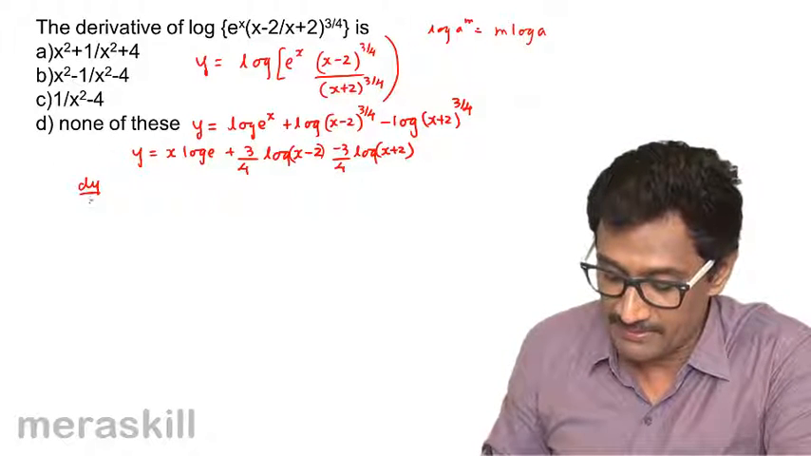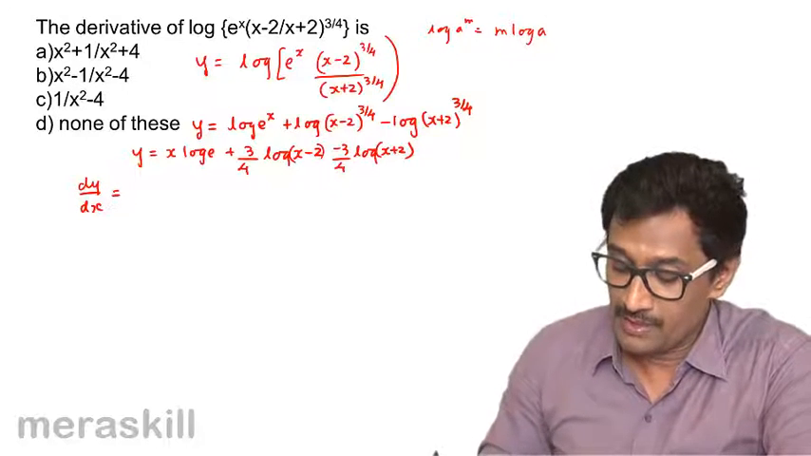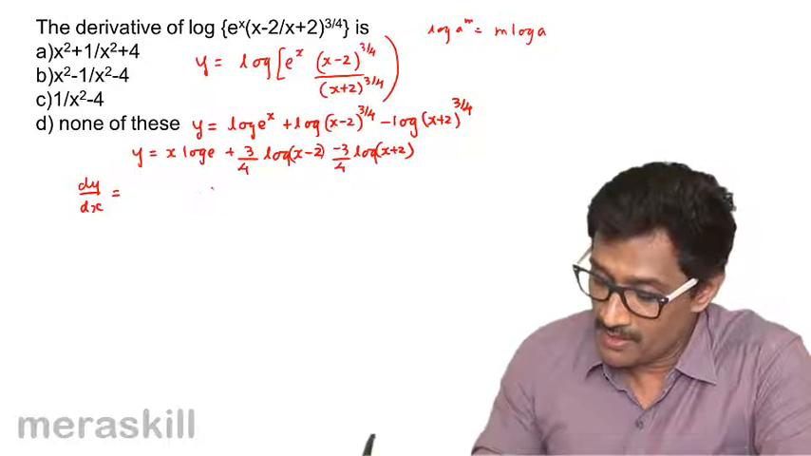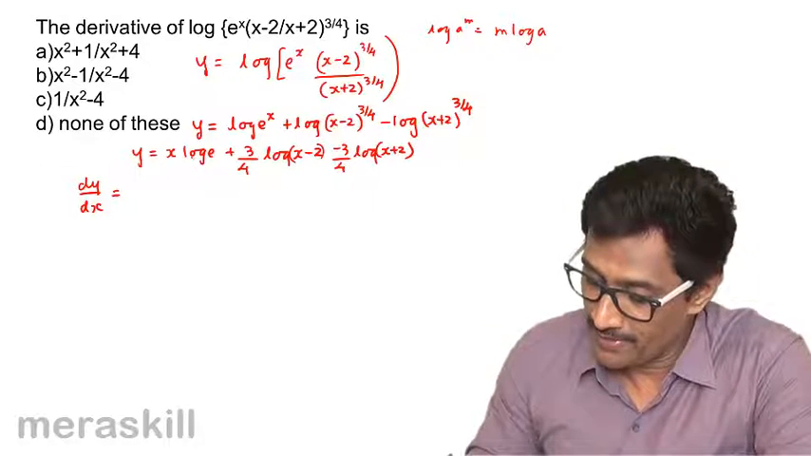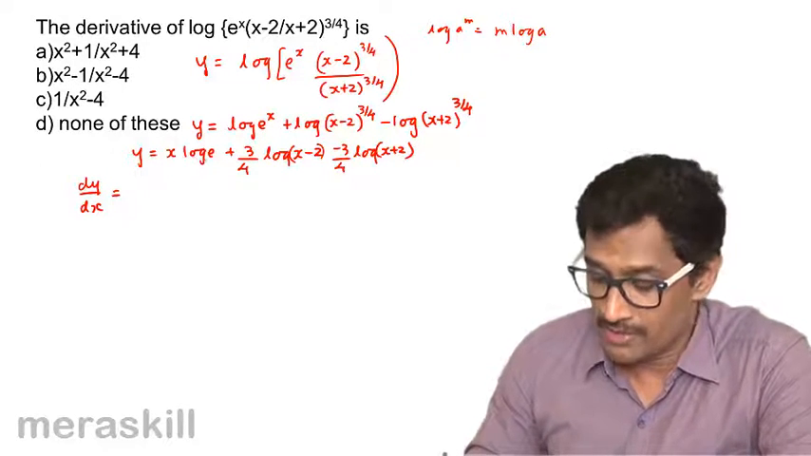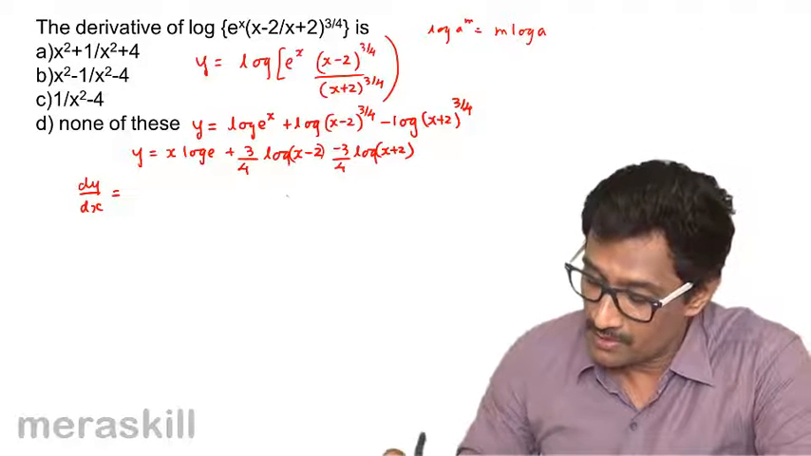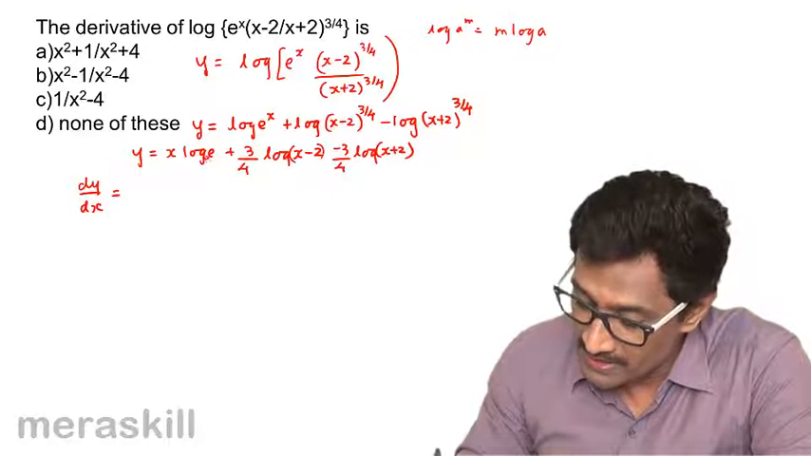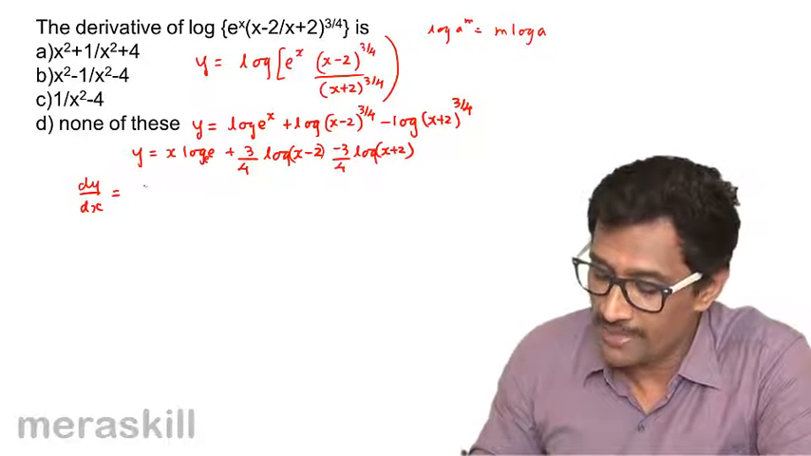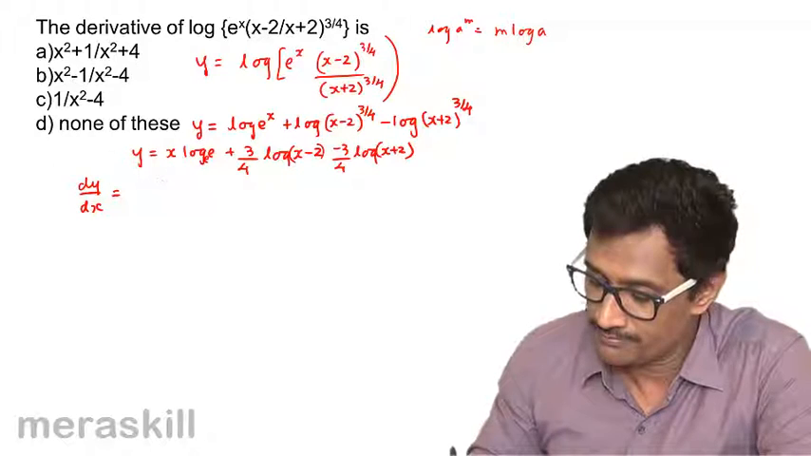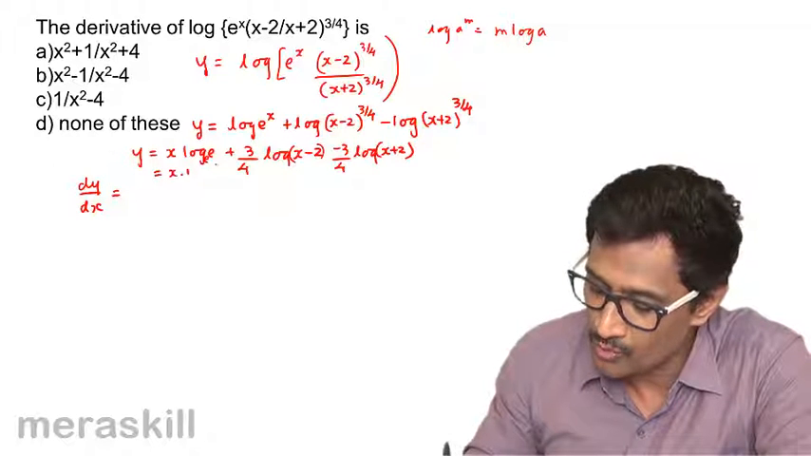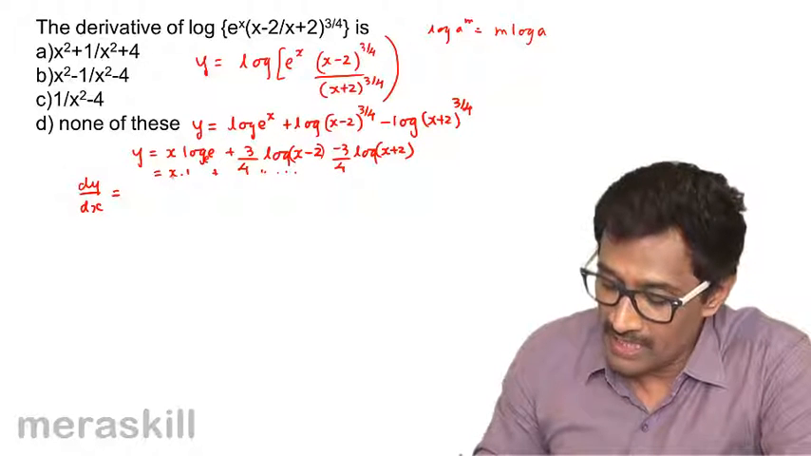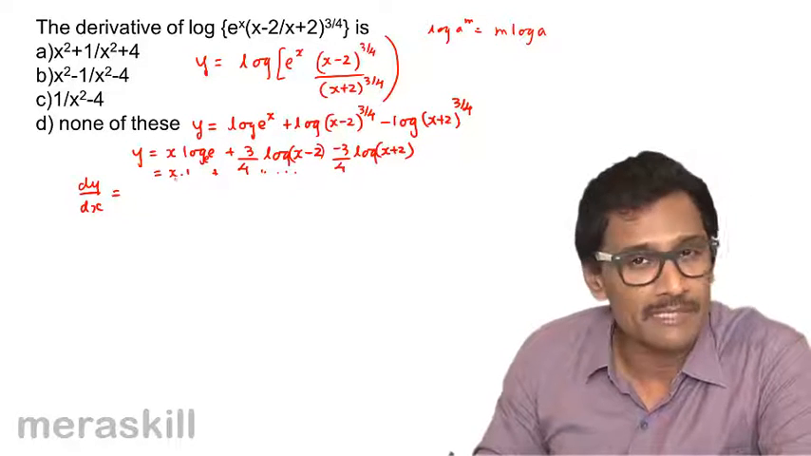We can find dy by dx, which is nothing but log e is a constant into x. So if you use the chain rule, log e raised to x, log e to the base e in any case is going to be 1. So it's going to be x into 1. Okay, let's write this as x into 1 plus whatsoever, all these things. Log e to the base e is 1.